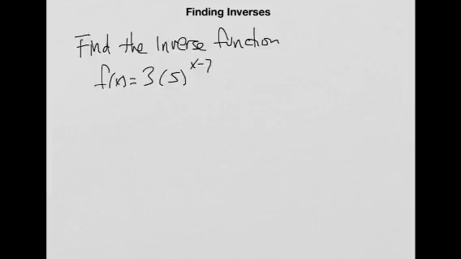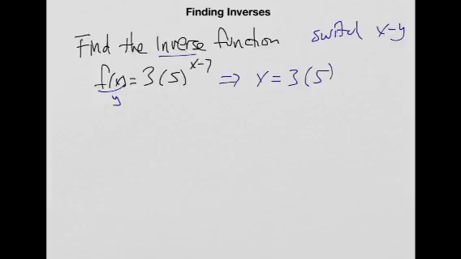So again, when I'm trying to find an inverse function, I need to switch x and y. So I'm going to take this, and here would normally be my y, so I'm going to rewrite this problem as x equals 3 times 5 to the y minus 7. And here's my exponential. I've got to solve for it before I can do anything else. So I'm going to get rid of the 3. I'll divide both sides by 3. x over 3 equals 5 to the y minus 7.